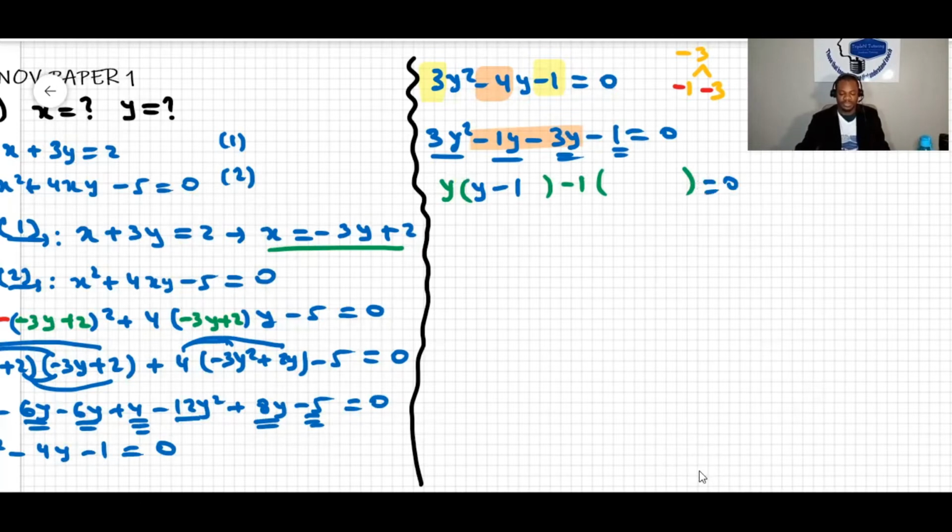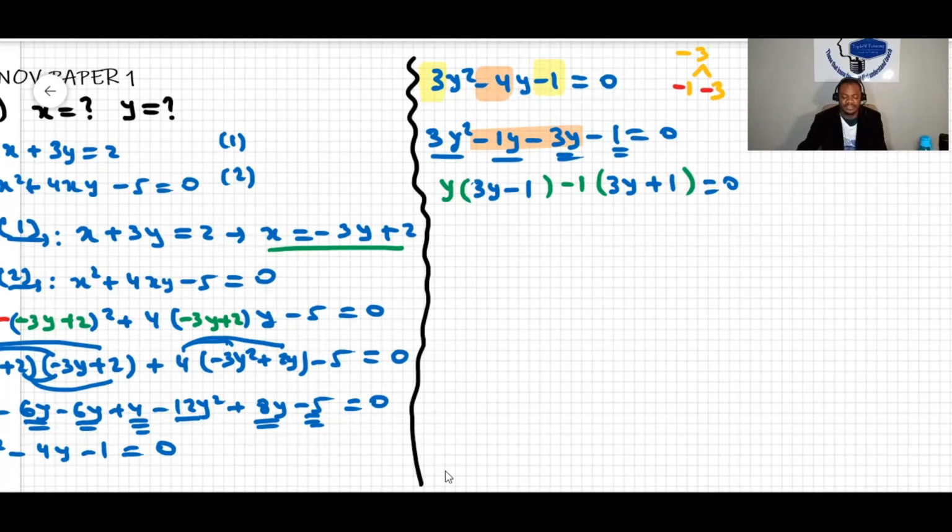Equals 0 there. And now what should be in the brackets? It's going to be 3y. So if I take -1, it's going to be 3y plus, oh, sorry, over here, it was supposed to be, I meant 3y minus 1, okay? And then on the other side, if I take -1 out, that's going to be 3y plus 1.